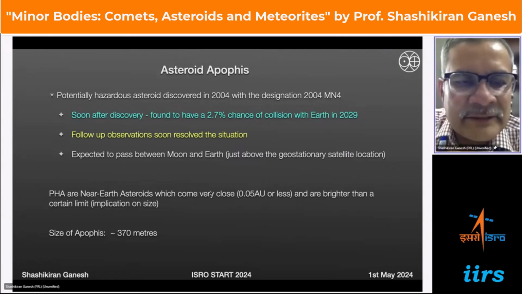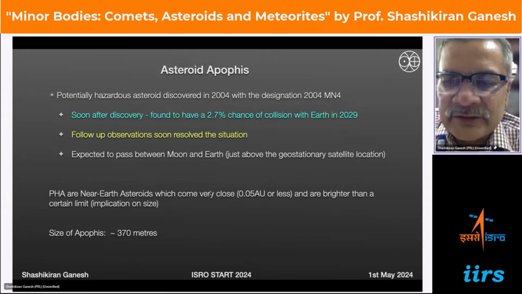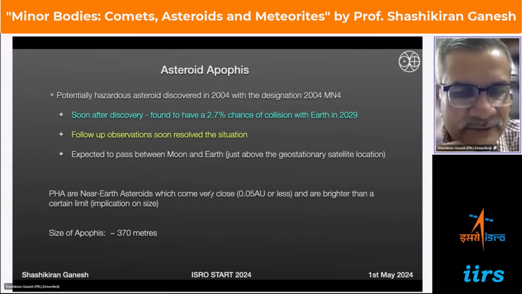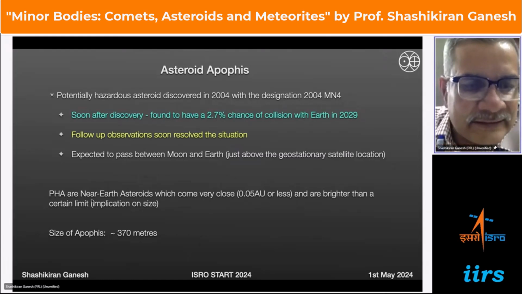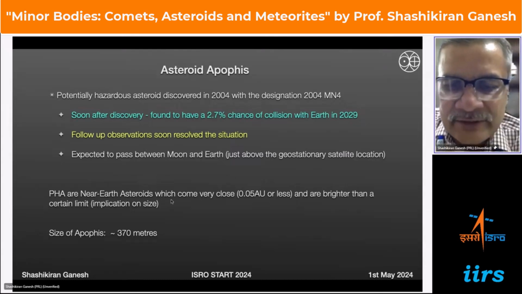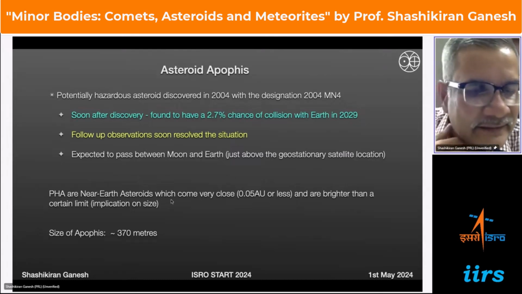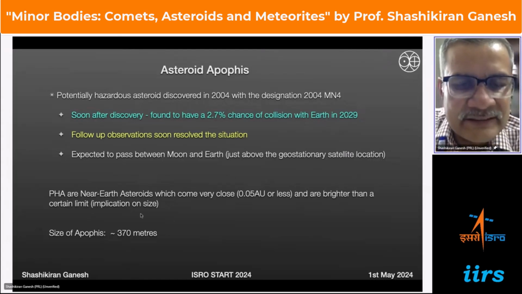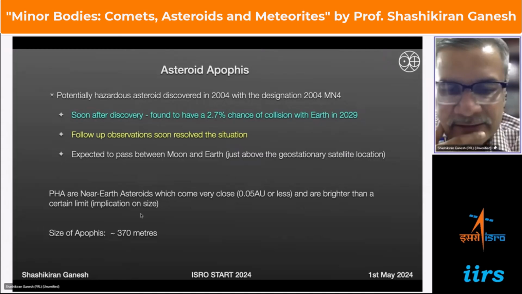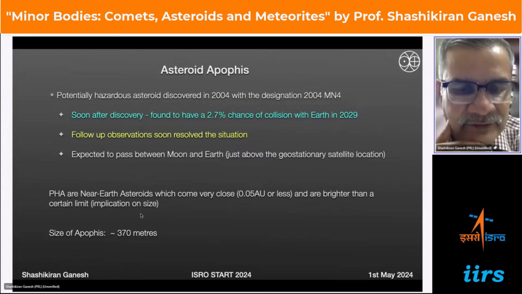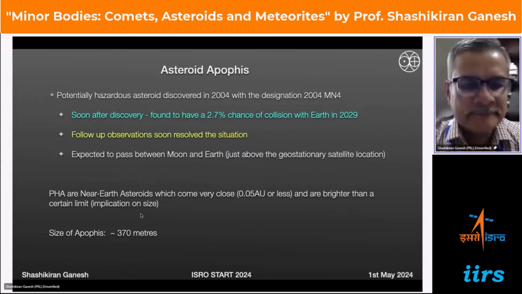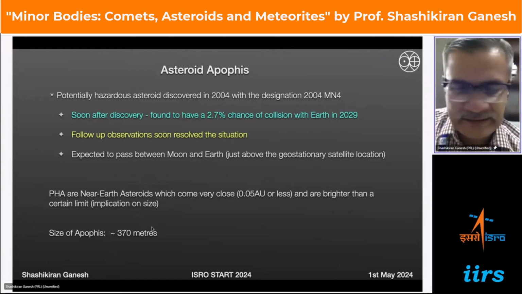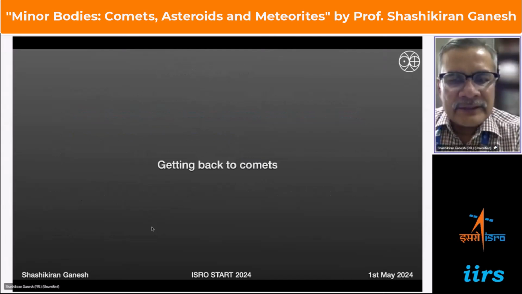During 2029, it is expected to pass between the Moon and the Earth. So it will be sailing just above the geostationary satellite locations. So we are safe in that sense. These PHAs are near-Earth asteroids which can come very close to the Earth and which are brighter than a certain limit, which has an implication on the size of the asteroid, because smaller objects keep hitting the Earth very regularly, and we do not really need to worry about those. But objects of Apophis size can cause large-scale devastation. Apophis, for example, is about 370 meters across.